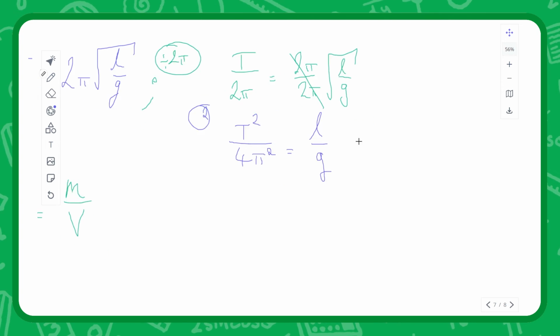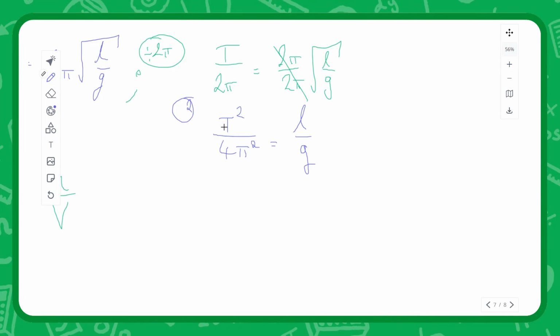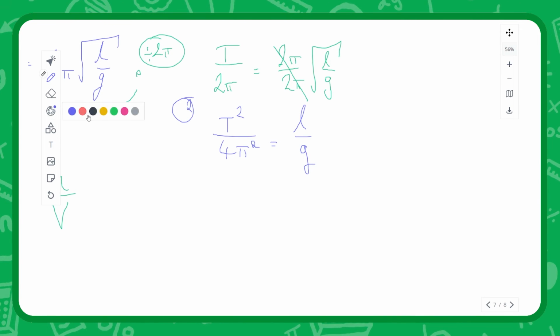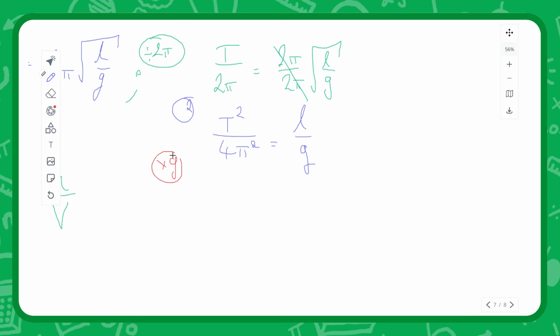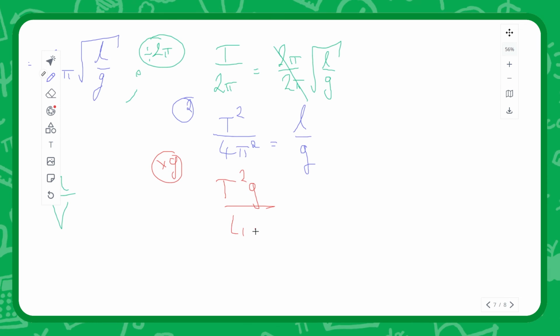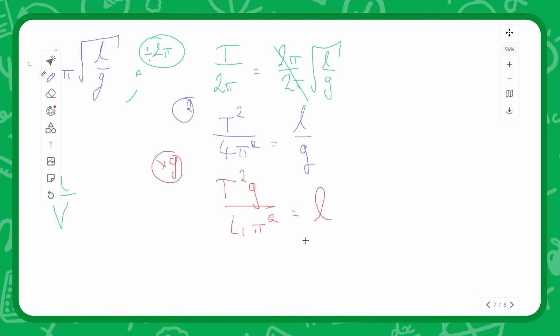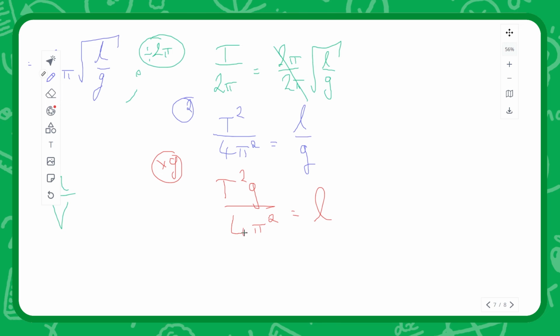Which means that lastly, if we want to get things in terms of the length L, we then have to multiply by G. So let's show that now by multiplying both sides by G. So that means that we get T squared G divided by 4 pi squared equals L. Okay? And that's how you could use this to determine the length of a pendulum.